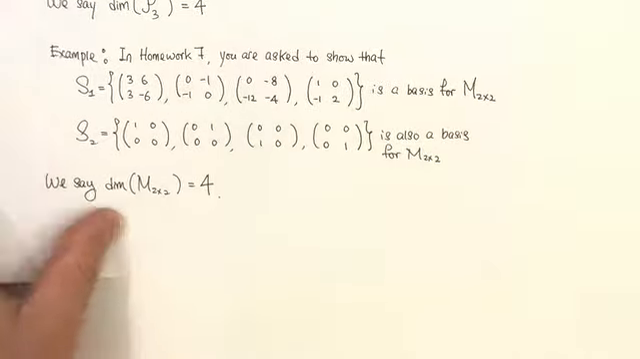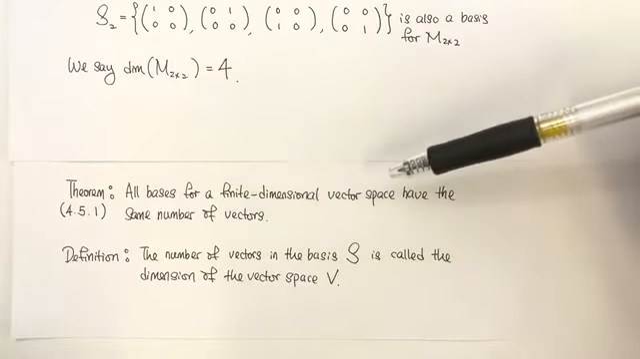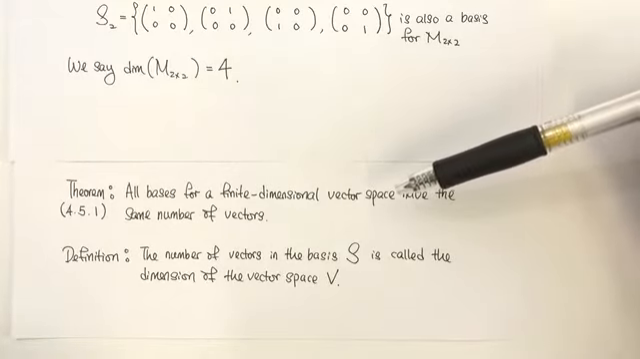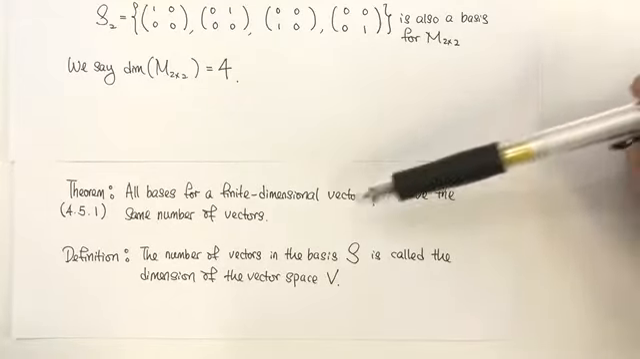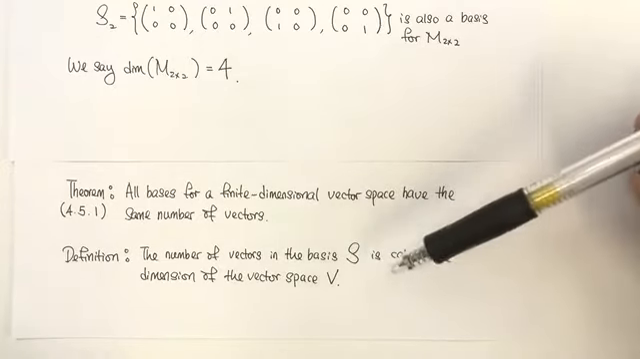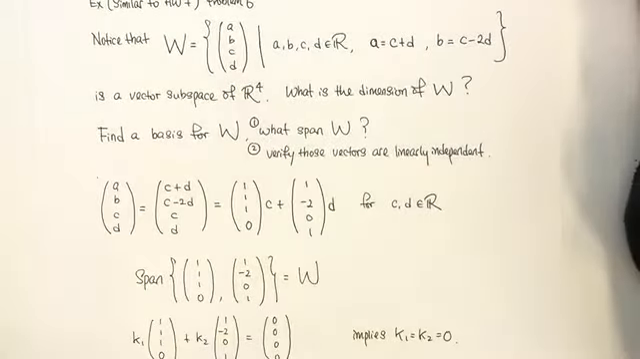So this is actually a theorem given in 4.5.1. This theorem says that all bases for a finite dimensional vector space have the same number of vectors. So the number of vectors is the same, and the number of vectors in that basis is called the dimension of a vector space. All right. So these are all the necessary background in order for you to answer questions that look like this.